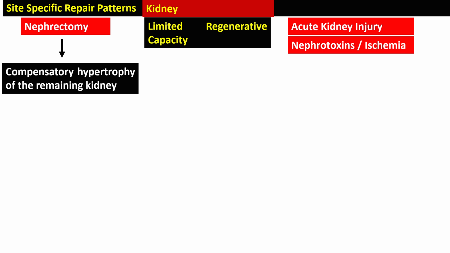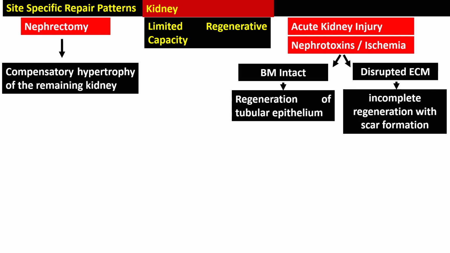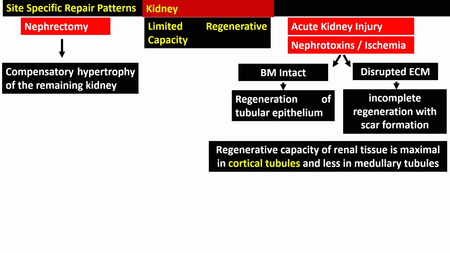The kidney has got a limited regenerative capacity. After nephrectomy, that is removal of one kidney, the remaining kidney undergoes compensatory hypertrophy. That means existing cells enlarge. If the extracellular matrix and basement membrane remain intact, the damaged tubular epithelial cell can regenerate. In most renal diseases, the matrix disruption leads to scarring and incomplete regeneration.